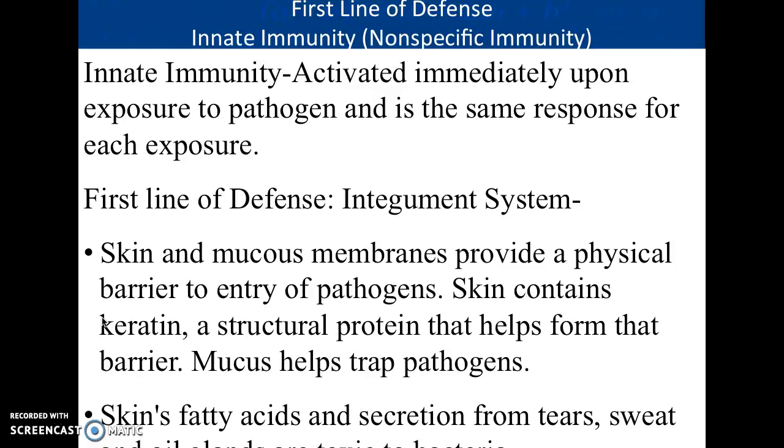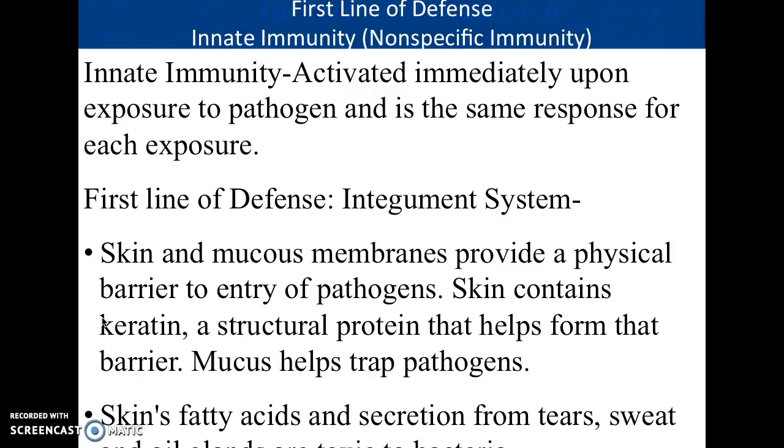Innate immunity is activated immediately upon being exposed to a pathogen. And when I talk about a pathogen, I'm talking about a bacteria, a dirt, something that is recognized as not self, when we get a cut, when the tissue is damaged in some way. This is all technically pathogens or something that would activate the innate immunity.